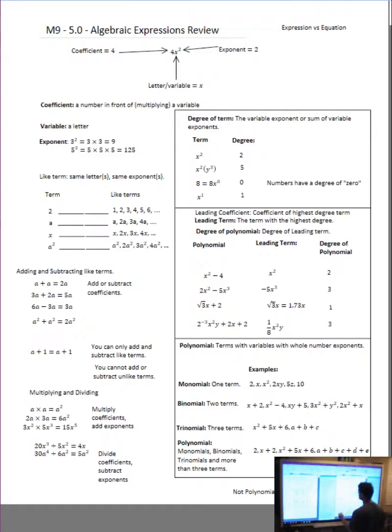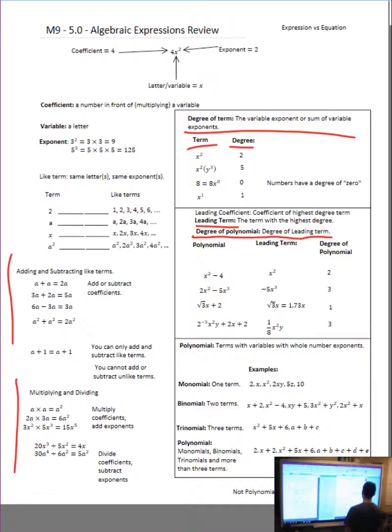Algebraic expressions, not going to talk about this too much, but middle, bottom, right, adding and subtracting like terms, multiplying and dividing. We're going to be talking about middle, top, right. We're going to be talking a little bit about the degree of the term and the degree of the polynomial, the leading term. But we'll talk about that more in polynomials. And then monomials, polynomials, trinomials, etc. And things at the bottom right that are not polynomials, because we're getting a lot of different things that are not.